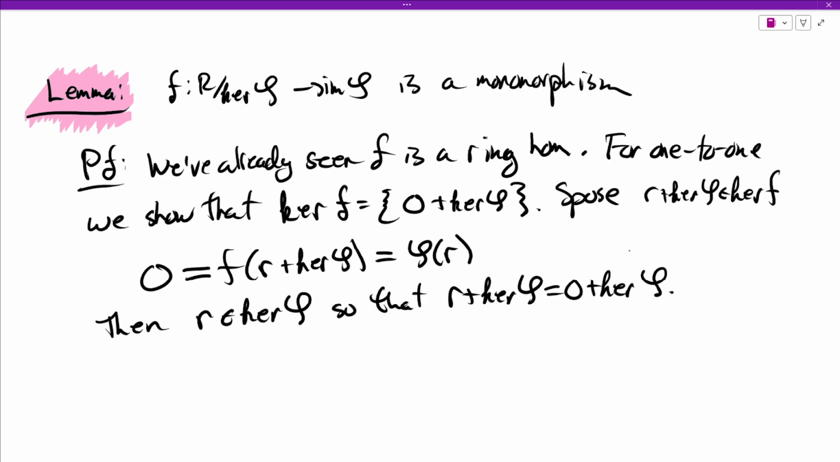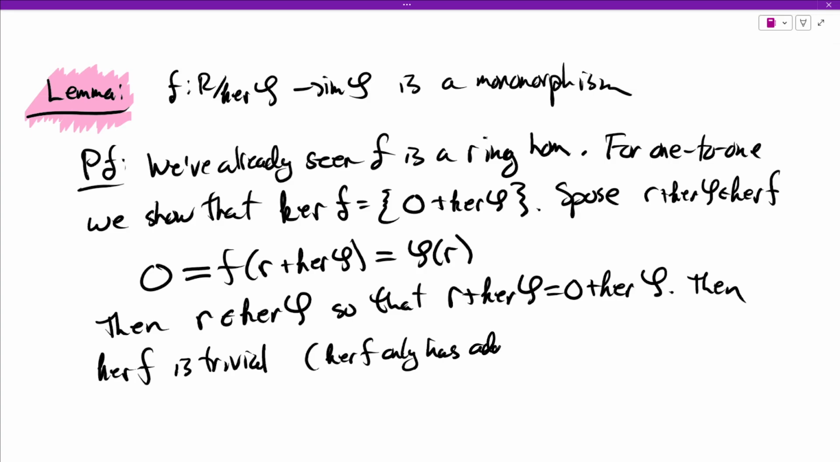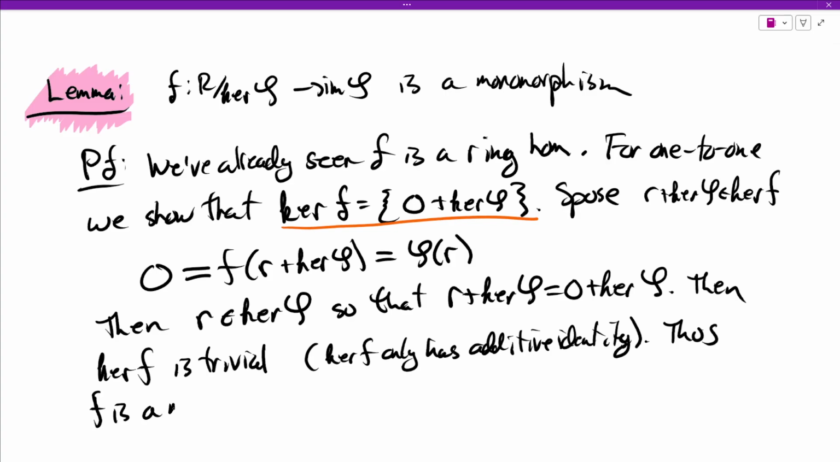So if you remember the language from when we talked about this, we say then the kernel of f is trivial. That just means the kernel of f only has the additive identity, which is always, always, always there. In particular, that's this statement up here. That's this guy right here. So f is a monomorphism.